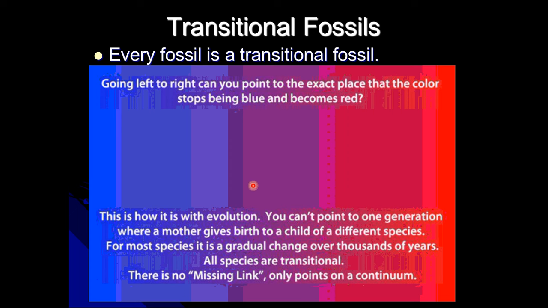If you're going from left to right, can you pinpoint the exact place that the color stops being blue and then becomes red? No, you can't. There's purple in between. It varies depending on someone's perception, and there's not really one exact spot where you can say, yes, this is definitely red. Well, that's how it goes with evolution as well. There's no specific generation where a mother gives birth to a child of a different species. For most species, it's a very gradual change over thousands of years. So there's no missing link. All of the species are transitional.